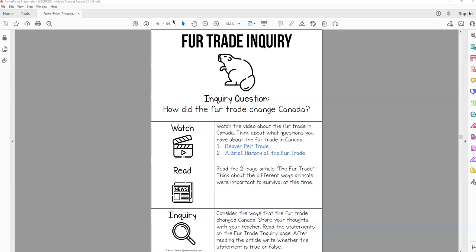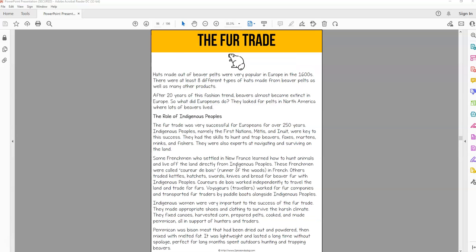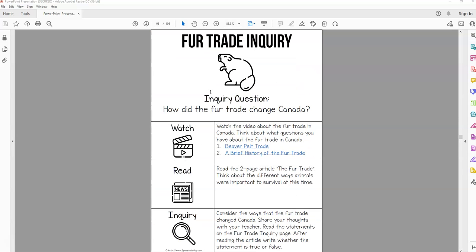For this unit, there is a fur trade inquiry with one guiding question. Students watch videos about the fur trade. Then they can listen or read independently about the fur trade. It's a 2-page article that's provided. Then the students have to think about the ways, so here's the article, and they have to write true or false depending on whether the statement is true or false. So students are still participating in an inquiry like their peers, but it is very structured.